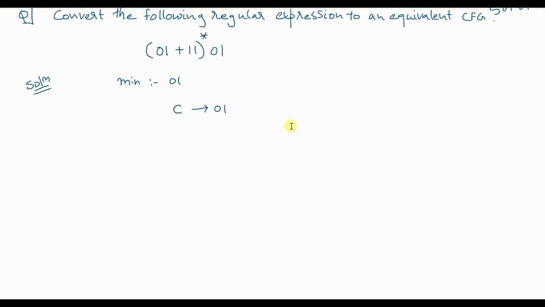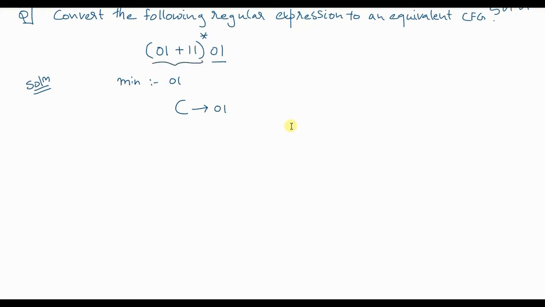So this production C gives 0, 1. Notice that this C is a capital C, not small c. C gives 0, 1. Okay, this production is going to give you the minimum possible string. Okay, simple. Now we focus on the remaining part of the first half.